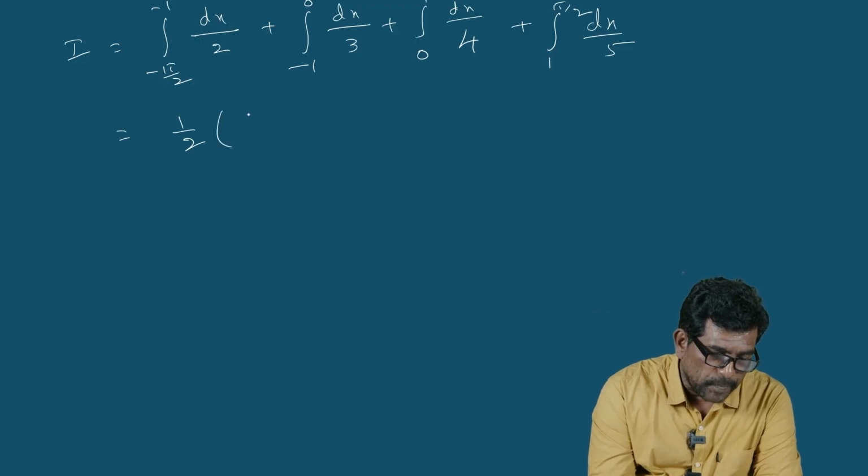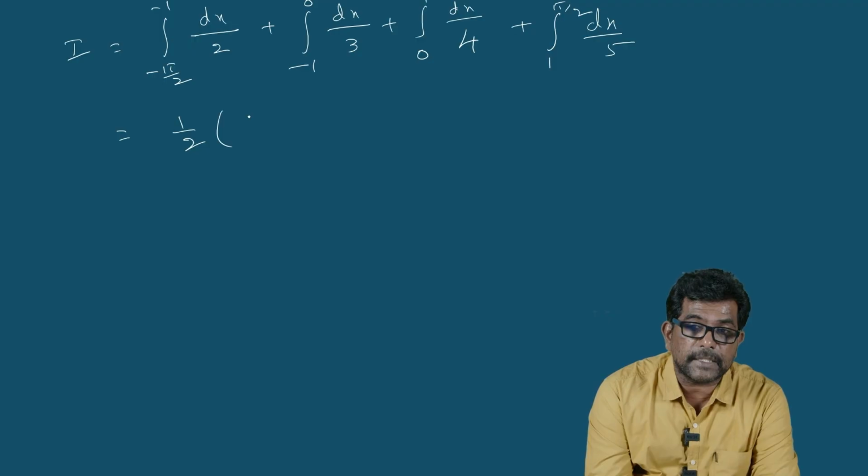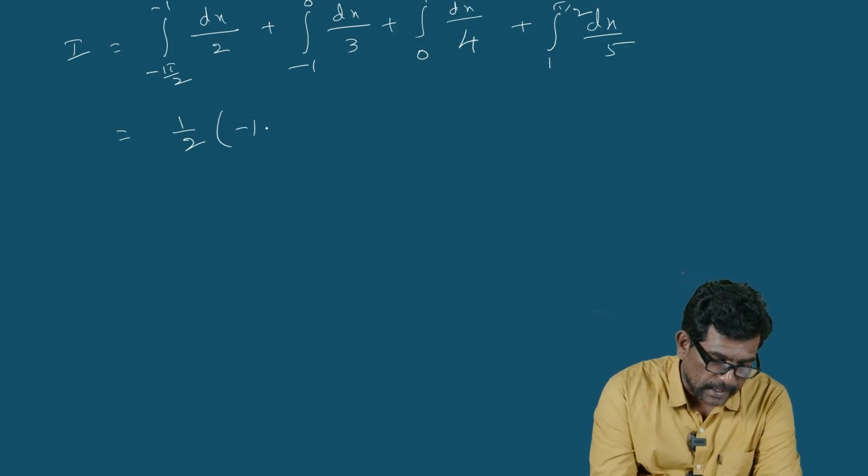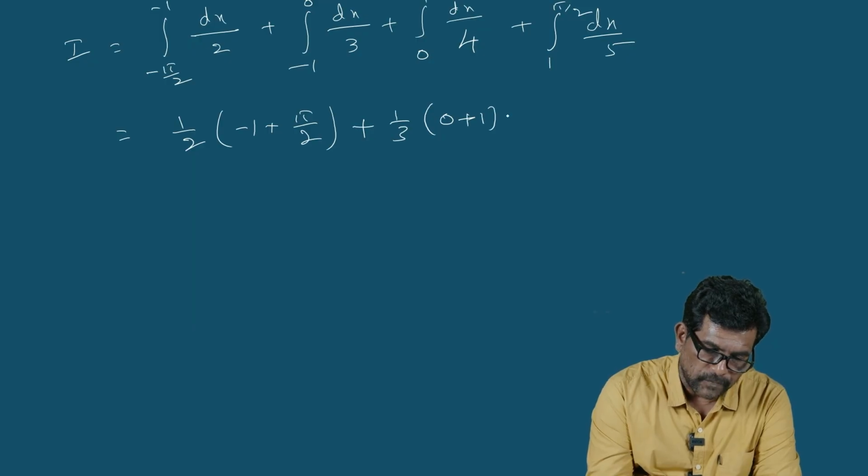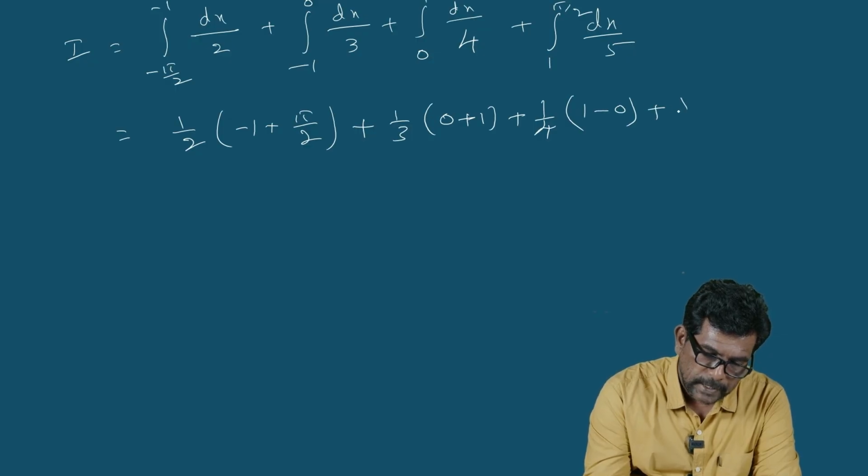Now you know how we are integrating this one, that is 1 by 2 times integral a to b dx. Integral a to b dx is equal to b minus a, that is minus 1 plus pi by 2, it is plus 1 by 3 times of 0 minus of minus 1, plus 1 by 4 times of 1 minus 0, plus 1 by 5 times of pi by 2 minus 1.